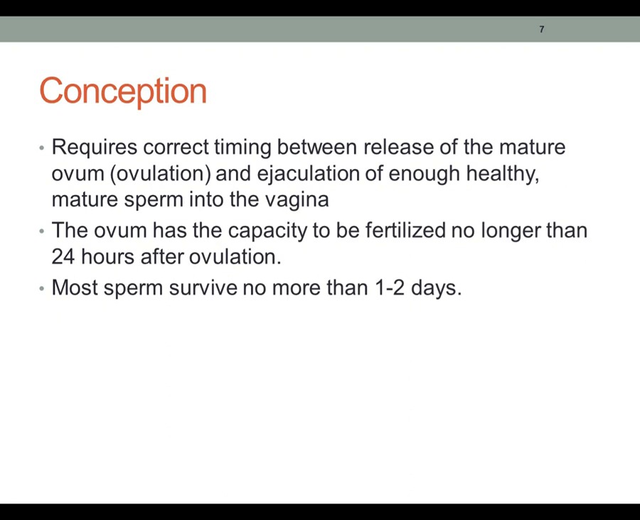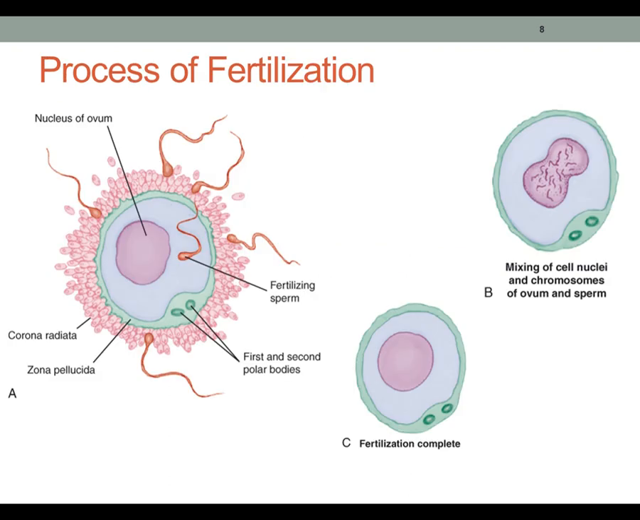So, once the sperm and the egg join together, the egg is then fertilized, and they mix their genetic material. So now you have a cell that has the normal 46 chromosomes that we have in a healthy human cell. So once that genetic makeup or genetic codes are mixed, then we have a zygote.